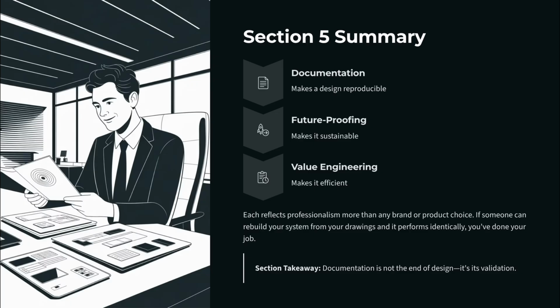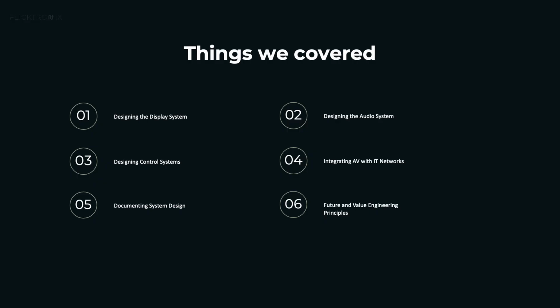Here is what we covered in this video. We covered display systems: purpose-driven design, bandwidth awareness, and routing integrity. We covered audio systems: intelligibility, loudness, and stability as design pillars. Control systems: simplifying complexity through functional clarity and feedback. IT integration: bandwidth, latency, and governance as non-negotiables. And finally, we covered documentation plus future engineering: communicating design intent, planning for scalability, and optimizing cost without compromise.